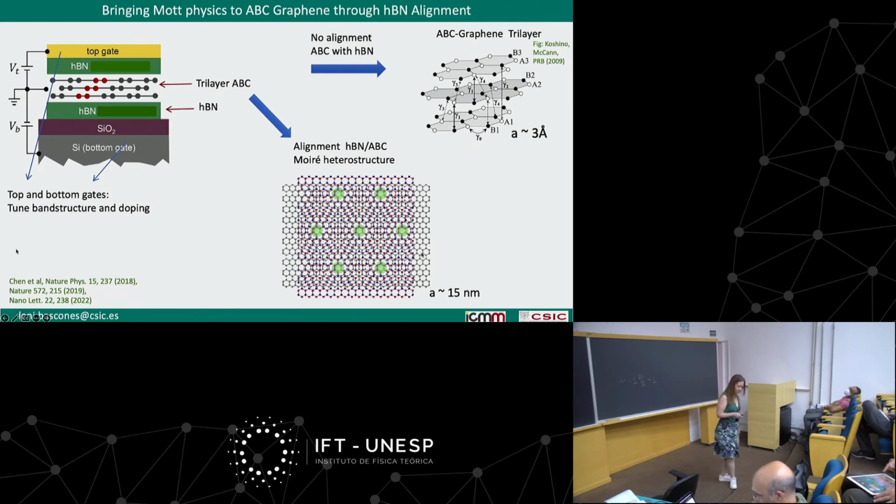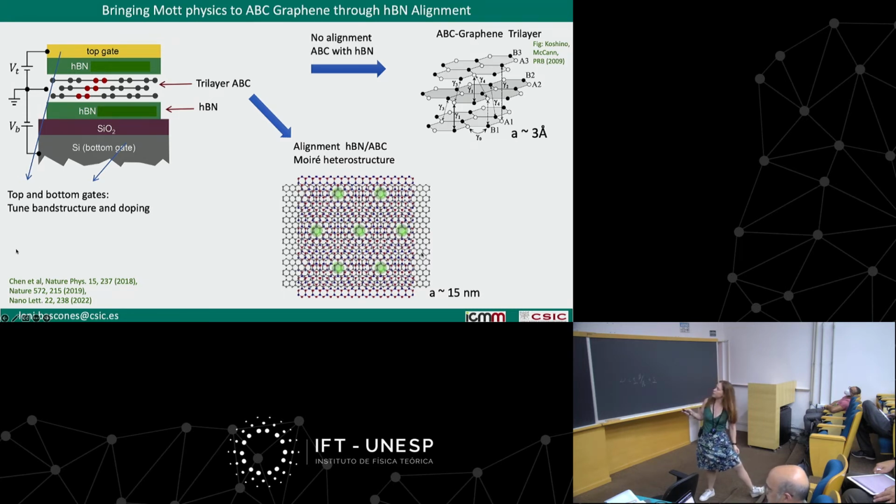number of electrons. If we don't align our system with the boron nitride, what we are going to see is the physics of a trilayer. This is physics that has been studied a few years ago, even if very recently, as I will mention, we are having a lot of surprises in this system. But now, if we align this trilayer with the boron nitride, as I have mentioned before, the lattice constant is very similar, but not exact, and so we are going to have a moiré.